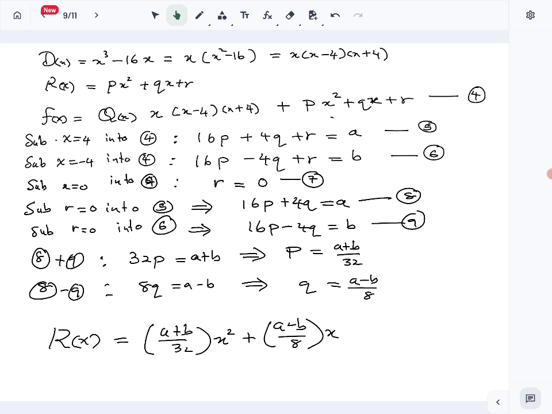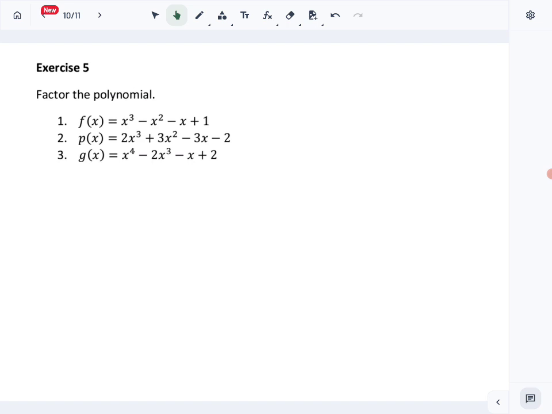Okay, so now let's look at this exercise. Right, this is what? How to factor polynomials. Okay, you should know how to factor a polynomial completely. Right. So let's look at how to do this question. Right. Let's look at the first one.